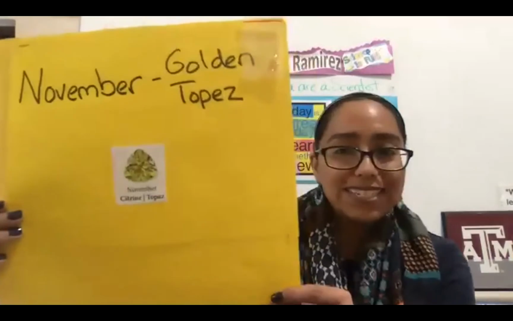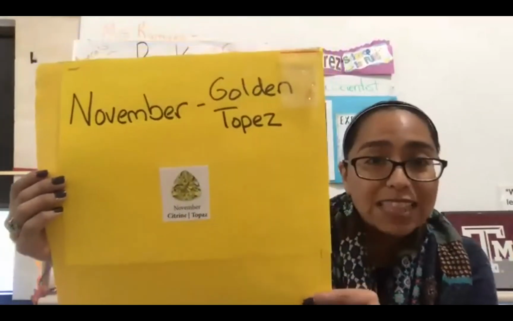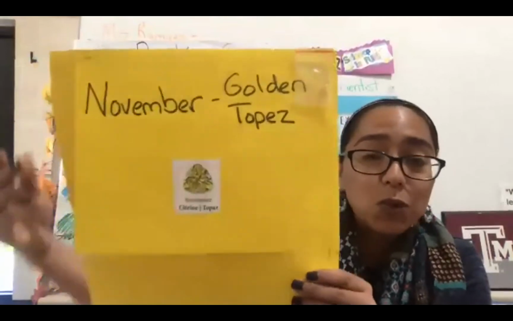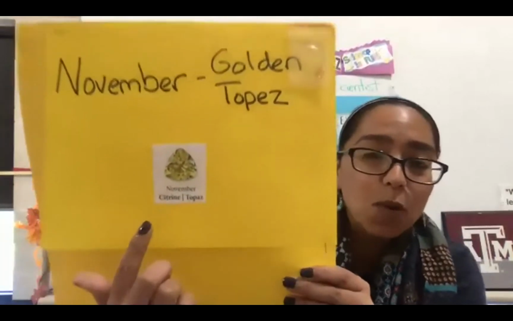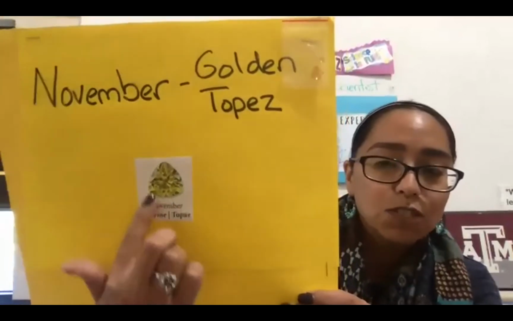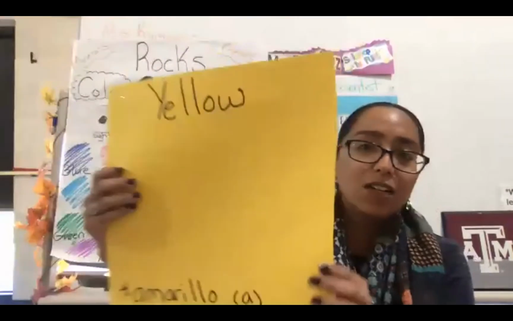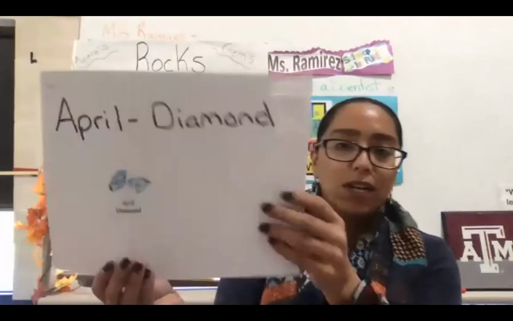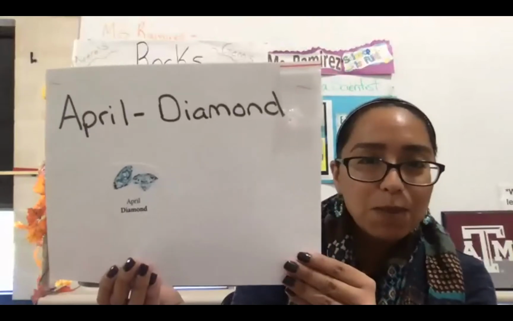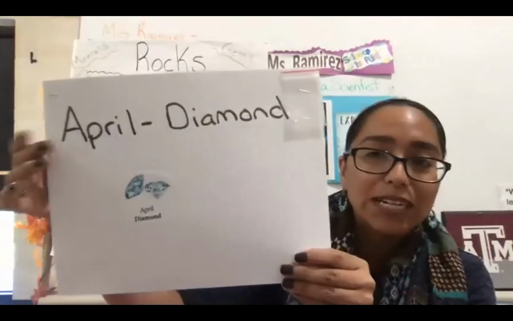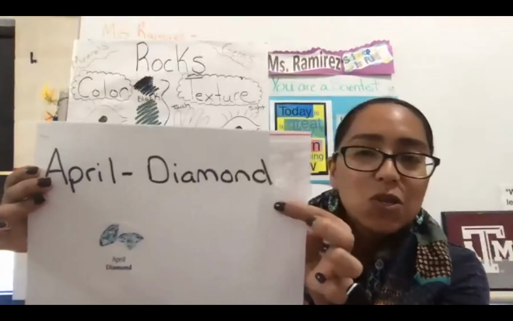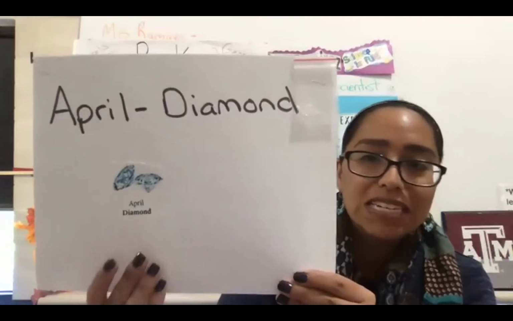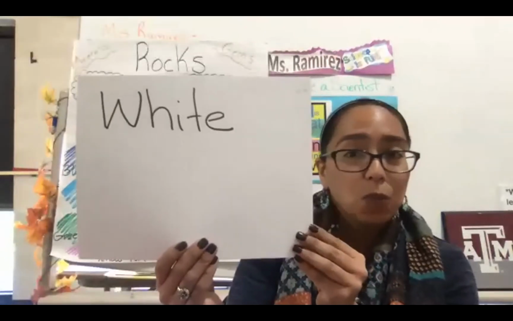So what color is this? If you were born in the month of November, go ahead and raise your hand. If you were born in November, your birthstone color is golden topaz, and it looks like this beautiful gem right here. So again, this color is yellow. Let's take a look at our next color. So what color is this paper? This paper is white. And if you were born in April, go ahead and raise your hand. Your birthstone is the beautiful diamond, and you can see that sparkling diamond here. So that is the color white.